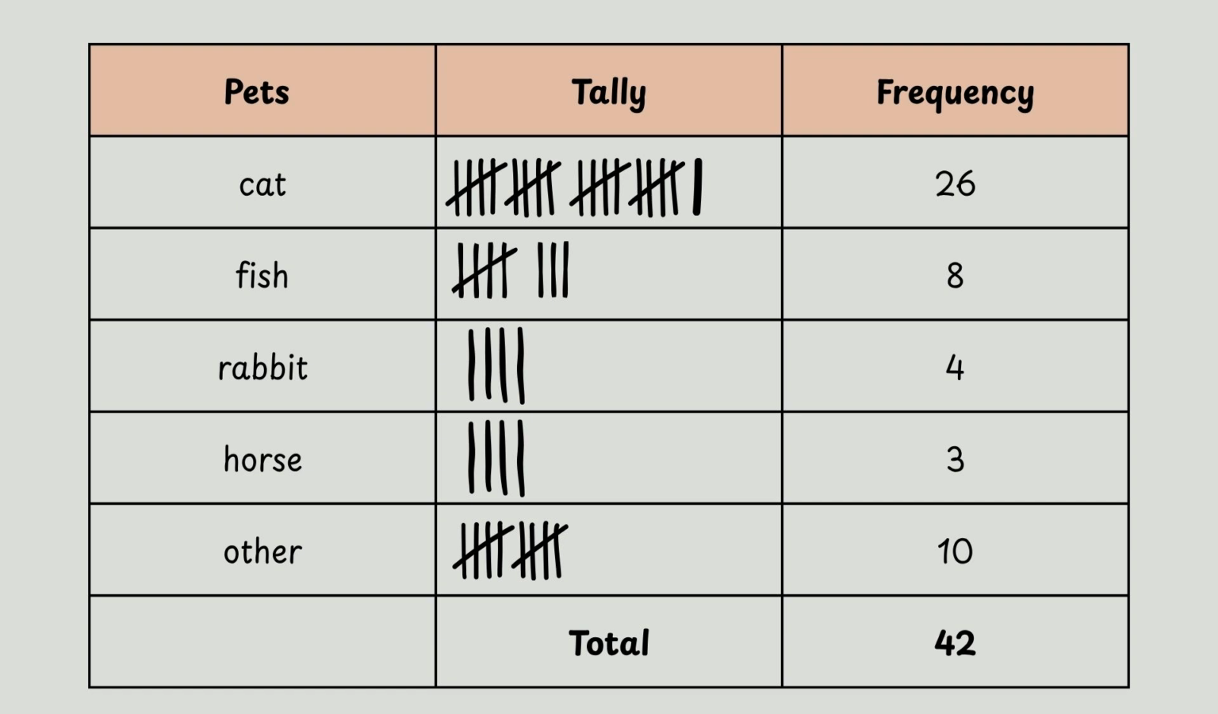And for the total, there should be 52. But he made 42, so we will correct that. So the answer will be like this.